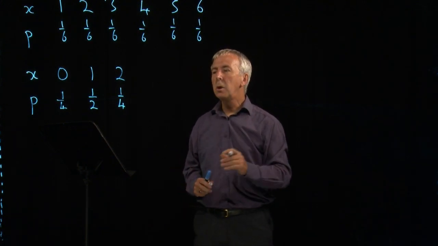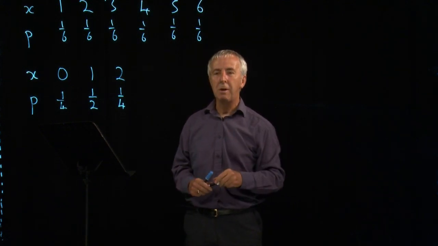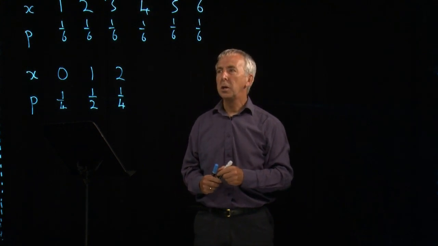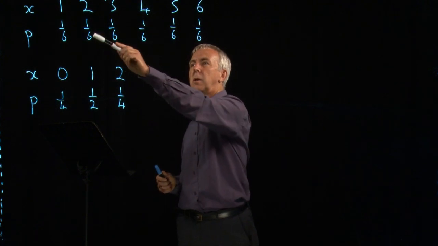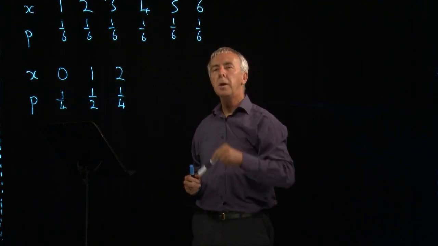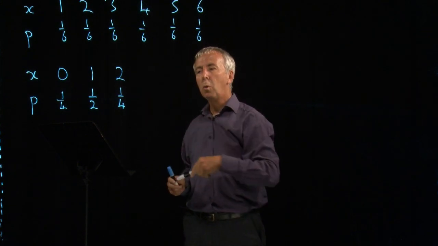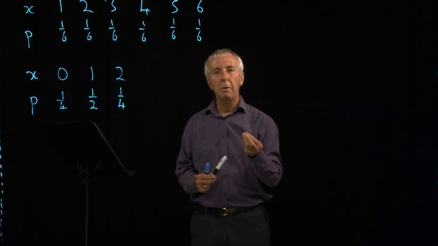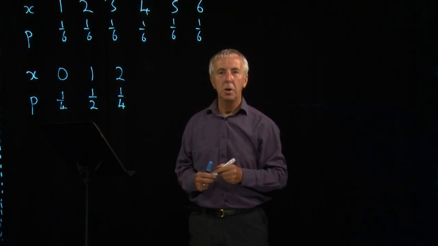And what we want to do is to look at how we can use these distributions to work out some other aspects of each experiment. The first thing we might notice is that in each case the probabilities add up to 1. 1/6 plus 1/6 plus 1/6 and so on adds up to 1. 1/4 plus 1/2 plus 1/4 adds up to 1. This must be the case because one of the outcomes must happen. Something must happen, something is certain.